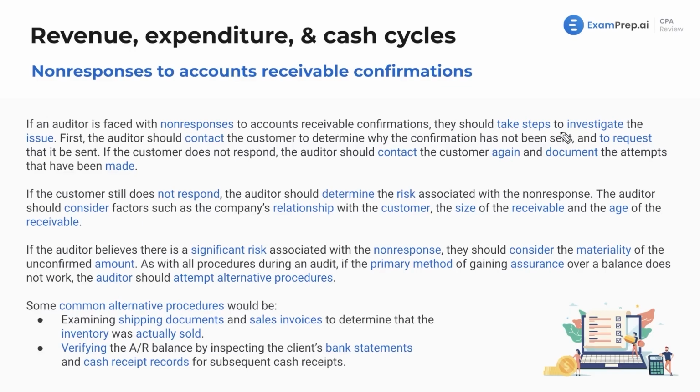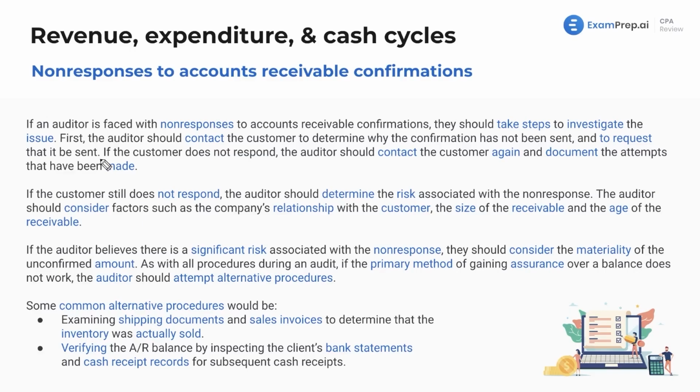The auditor should take steps to investigate the issue. And like I said, remember, you need to confirm all material balances, so you can't just give up ship right there. You've got to actually do something about it. So first, the auditor should contact the customer to determine why the confirmation has not been sent and to request that it actually be sent.